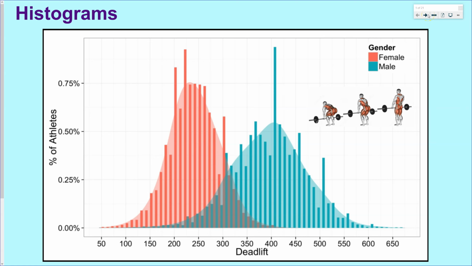Welcome back, everyone. Today we're going to continue our work with statistics and data displays. Specifically today we're going to look at making a histogram. So we're going to make a graph that looks something like this.